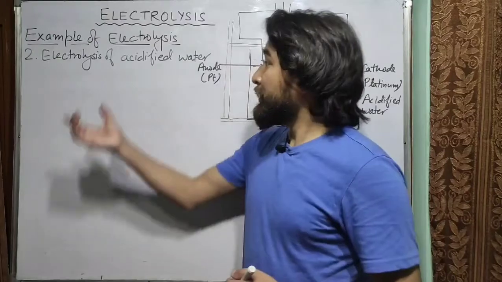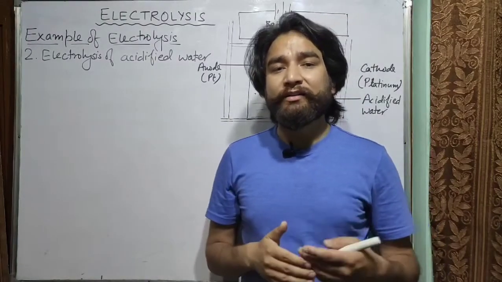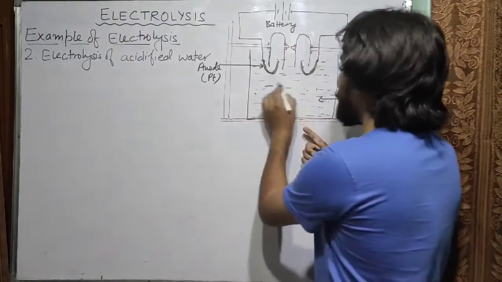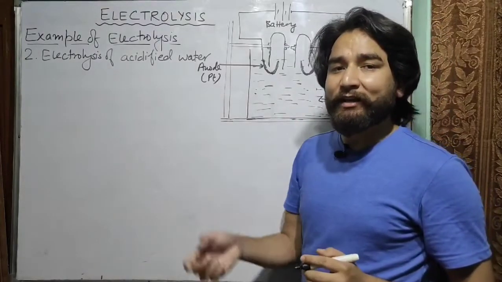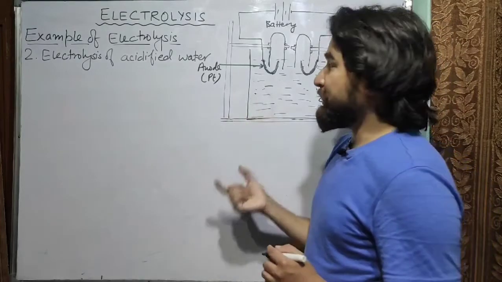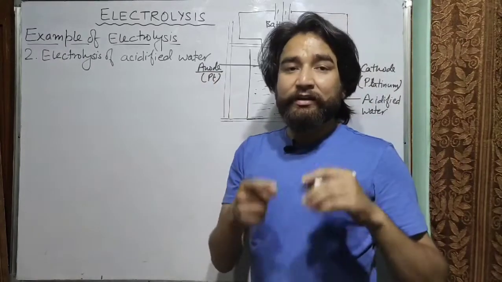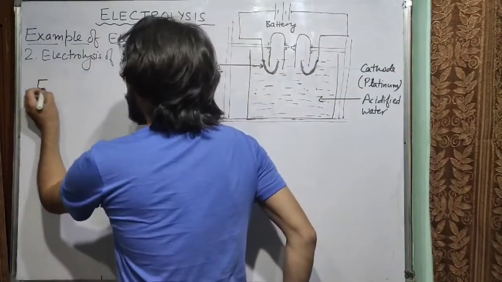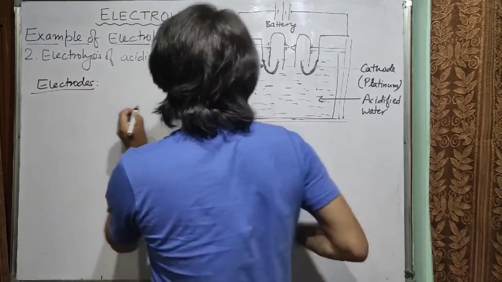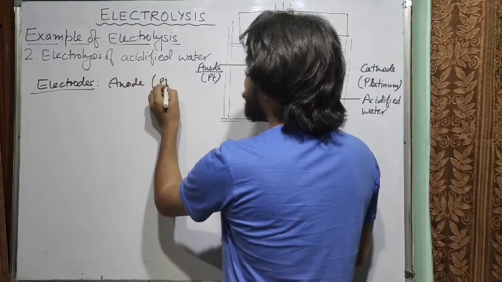Next example is electrolysis of acidified water. So to make water acidified, we use sulfuric acid. So the acidified water is basically very dilute sulfuric acid. So you have to remember this, it consists of sulfuric acid. Now the things that you have to remember, the first thing is the nature of electrodes. So what kind of electrodes are we using? Anode is made of platinum.